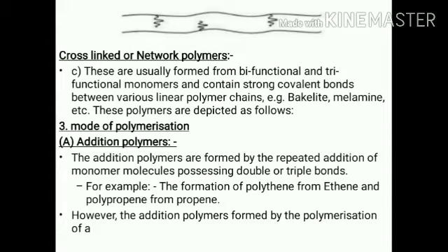In the addition polymer, there may be two types: first one is homopolymers and second one is copolymers. Homopolymers means when the units combined together are both the same. And copolymers is when two units are combined together but both the units are different.